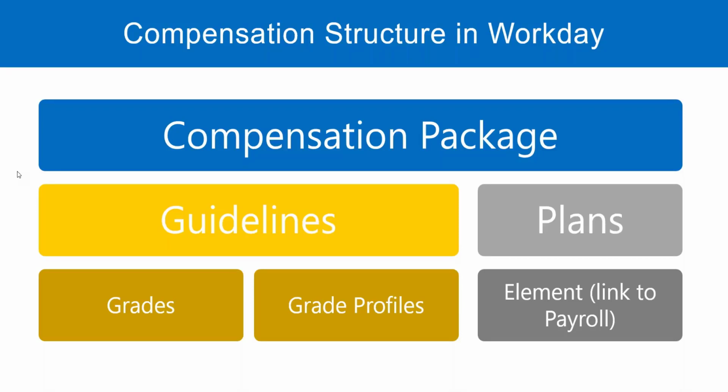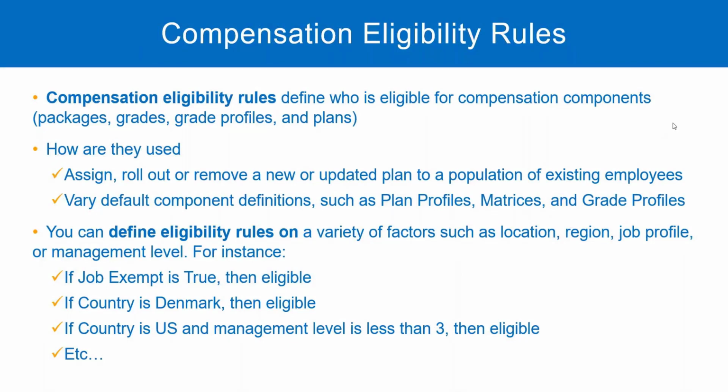So you have to set something called compensation eligibility rules. So what are compensation eligibility rules? These rules will define who is eligible for a compensation component. As simple as that. Who is eligible for the package? Who is eligible for the grades, grade profiles and plans? So we will use these eligibility rules almost everywhere in our compensation components. And they will give us the list of employees who are eligible for this particular compensation component. That's it.